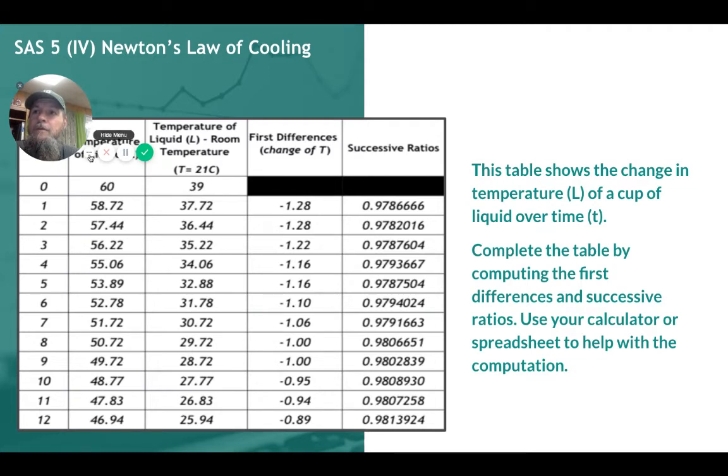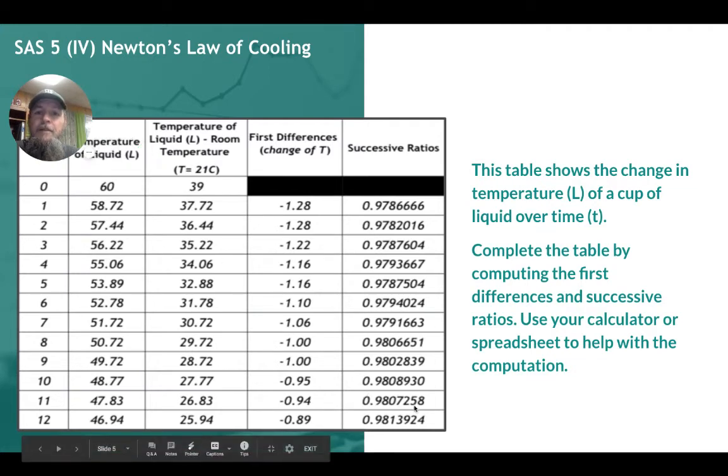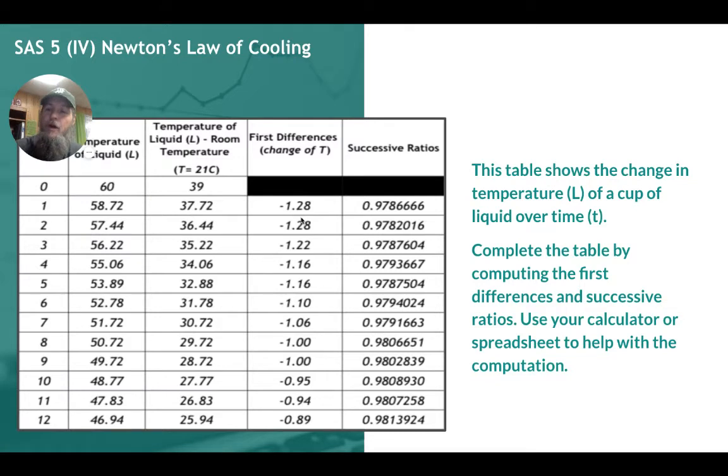So let's look at this a little better. Now, if you see the changes in the temperatures are going down, but the successive ratios, the temperature of 1 minute divided by the minute before, is essentially the same throughout the process.